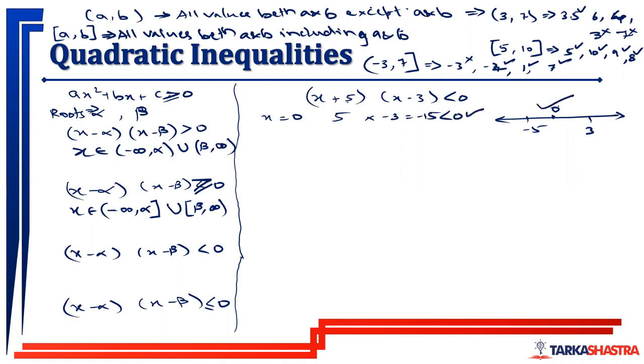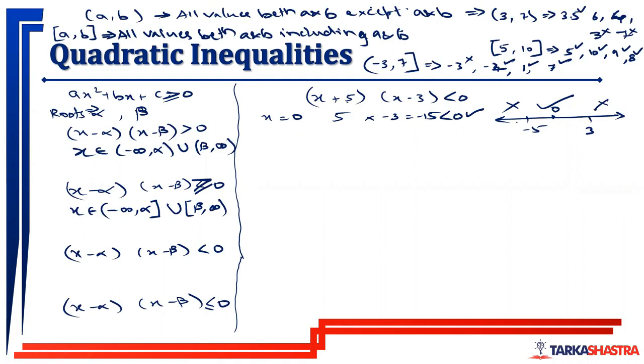So this range works. Now, the ranges are always acceptable alternately. So if this range is acceptable, this range will not be acceptable, and this range will also not be acceptable. They are acceptable or not acceptable alternately.